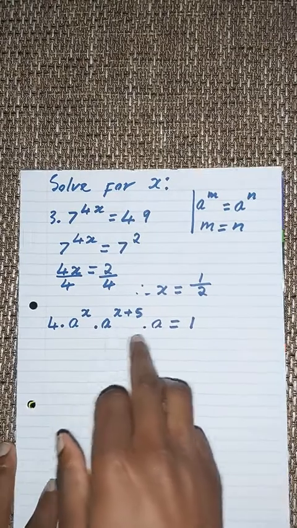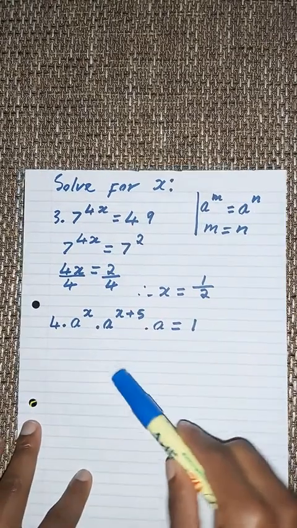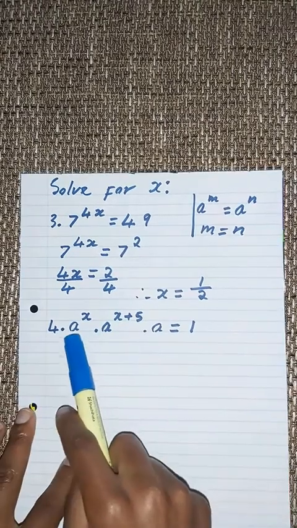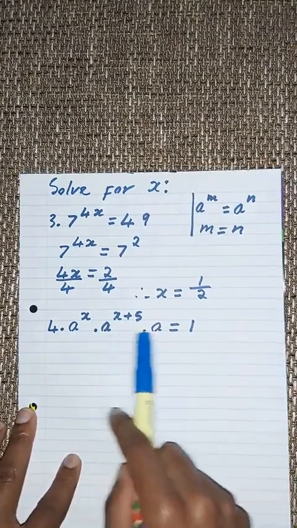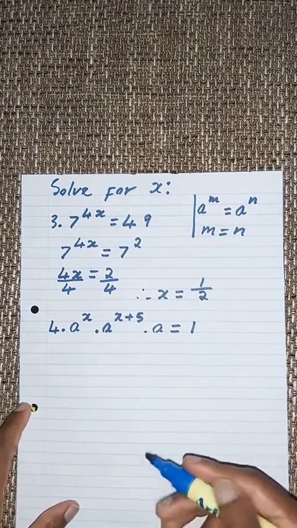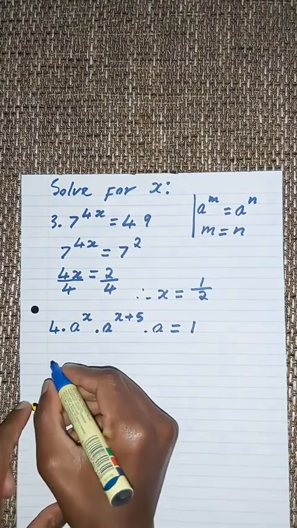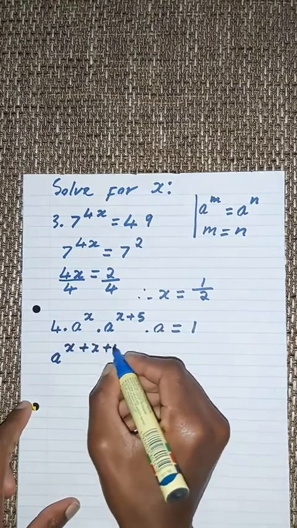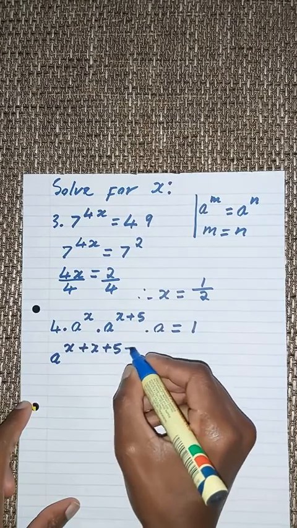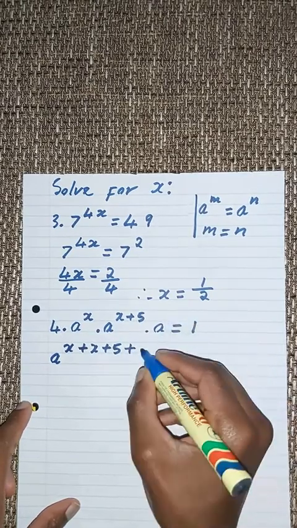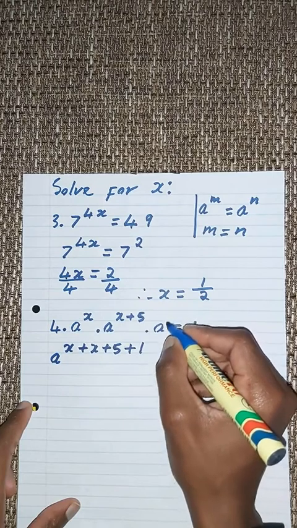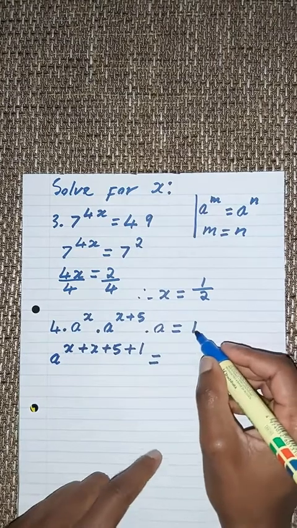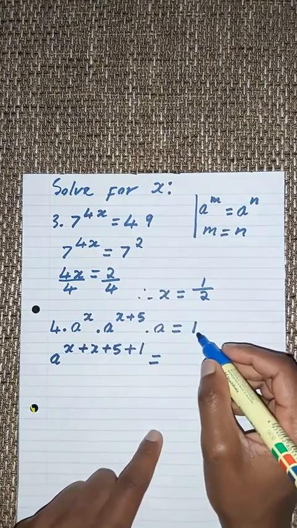So these bases are multiplying each other, meaning that we have to put the exponents of these three bases under one single base of a, since they have a common base. So that's what we're going to do. We will have a to the power of x plus 5 plus 1, because here there's 1, obviously, since there's no number, we know that it's actually 1 that's there, is equal to, we have to change this 1 to a base of a to the power of something.